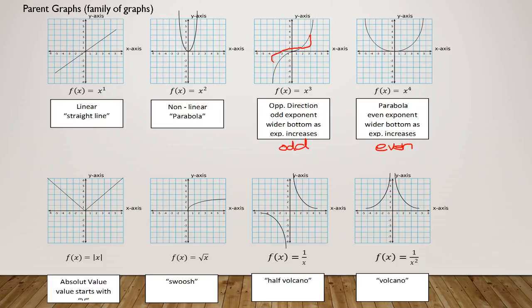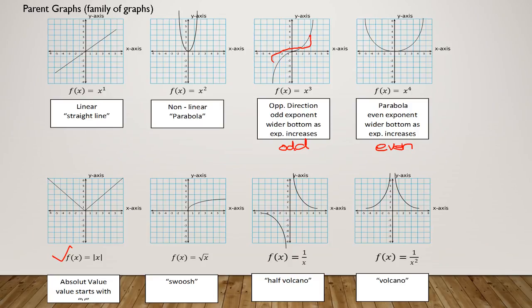Absolute value is right in here, and just remember value starts with a V. It looks like a V. The f of x is equal to the square root of x. I kind of call it a swoosh because it looks like a swoosh going to the right. And then f of x is equal to 1 over x. Looks like half a volcano. And if you look at f of x is equal to 1 over x squared, then you've got a full volcano. So that's how I come up with half a volcano, because the x squared looks like a full volcano.